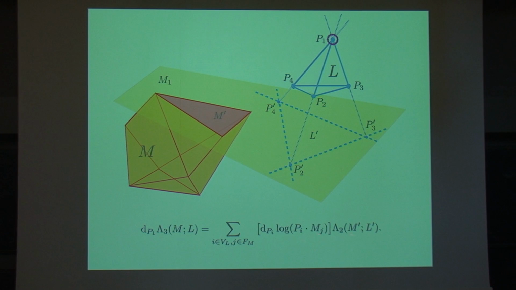Now, this is a prescription for this object. There's a factor entering in the dlog. And what does this tell us?